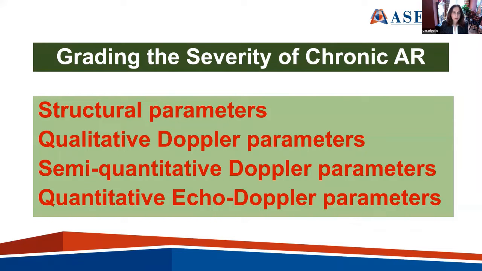So now how do we grade the severity of chronic aortic regurgitation? So we're going to look at structural parameters, qualitative Doppler parameters, semi-quantitative Doppler parameters, and quantitative echo Doppler parameters.